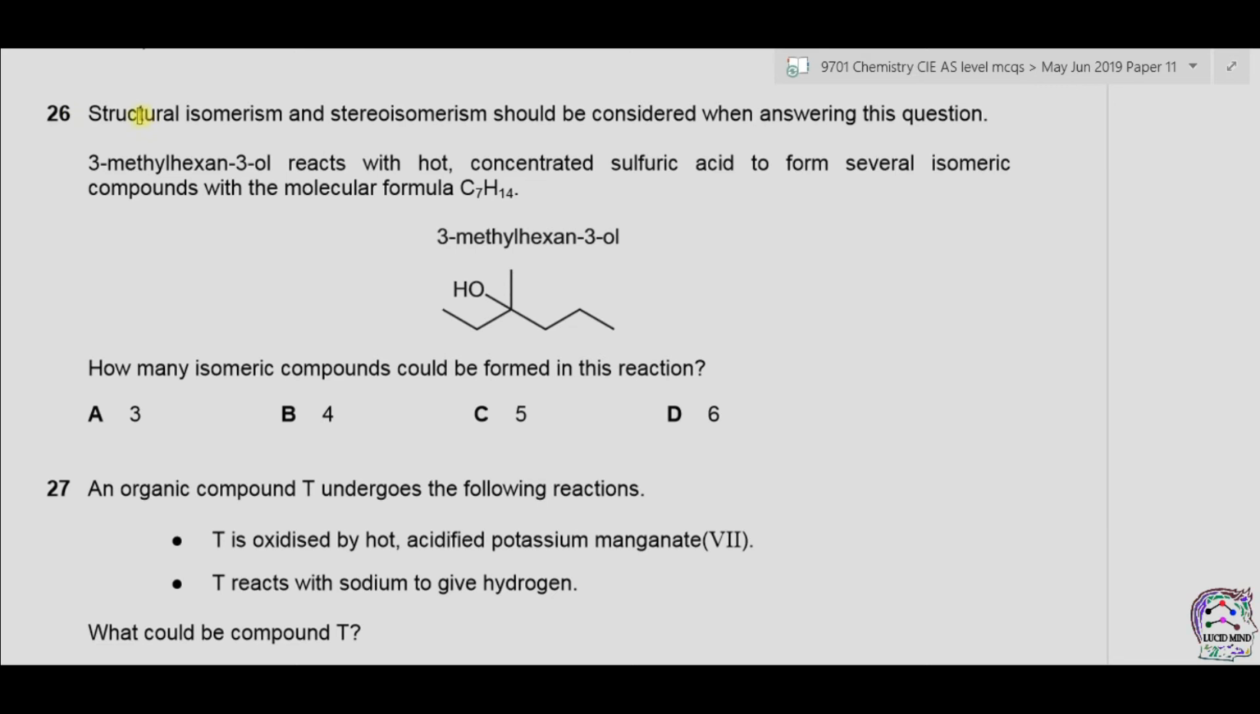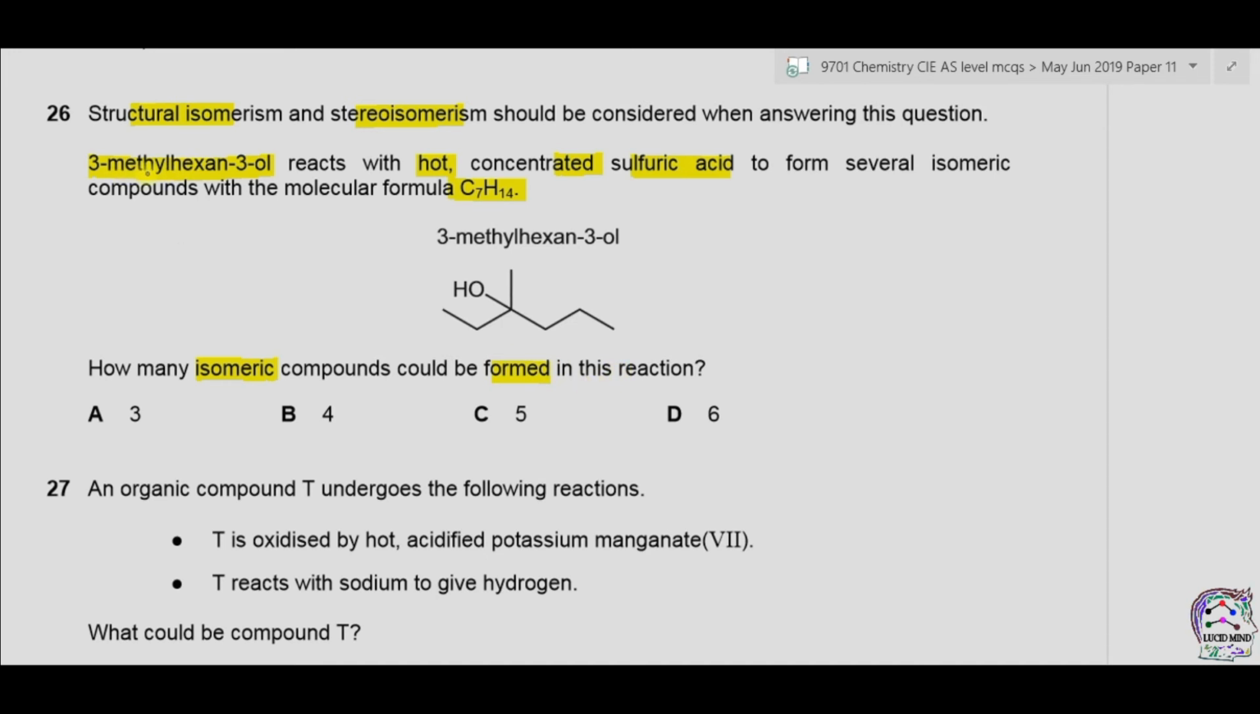Question number 26. Structural isomerism and stereoisomerism should be considered when answering this question. 3-methylhexan-3-ol reacts with hot concentrated sulfuric acid to form several isomeric compounds with the molecular formula C7H14. How many isomeric compounds could be formed in this reaction?